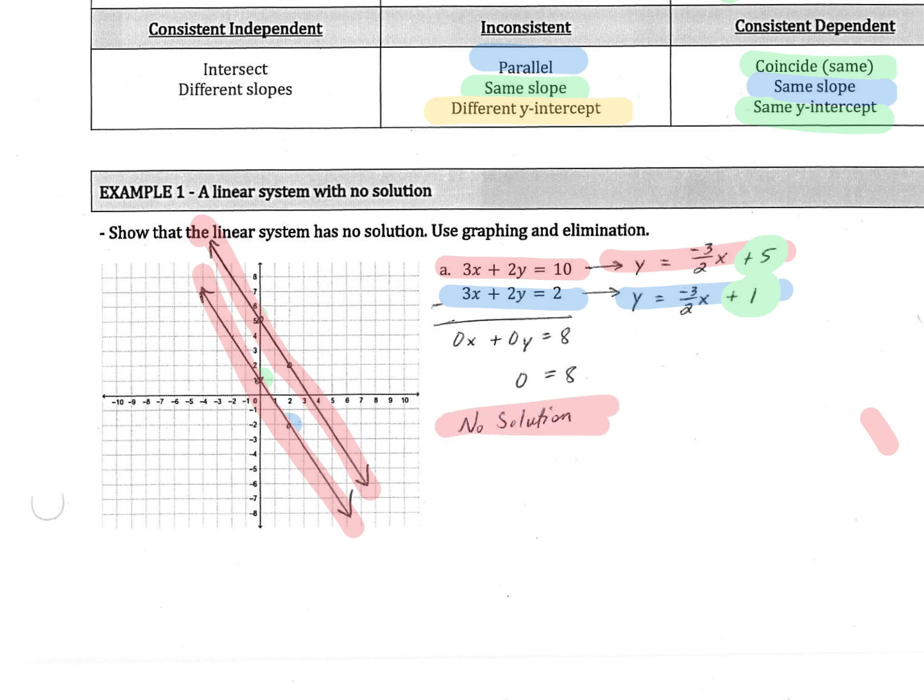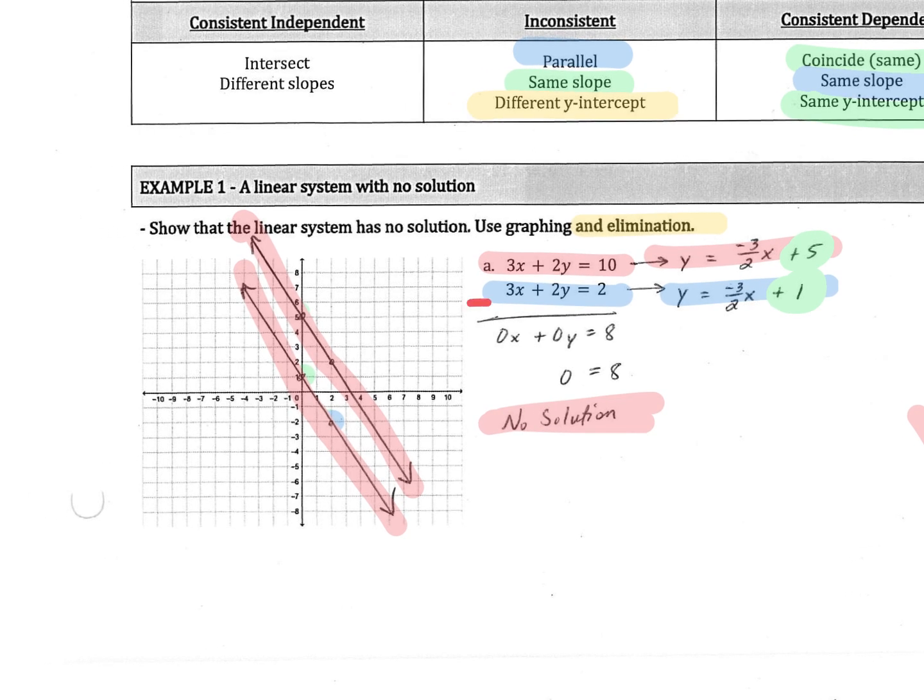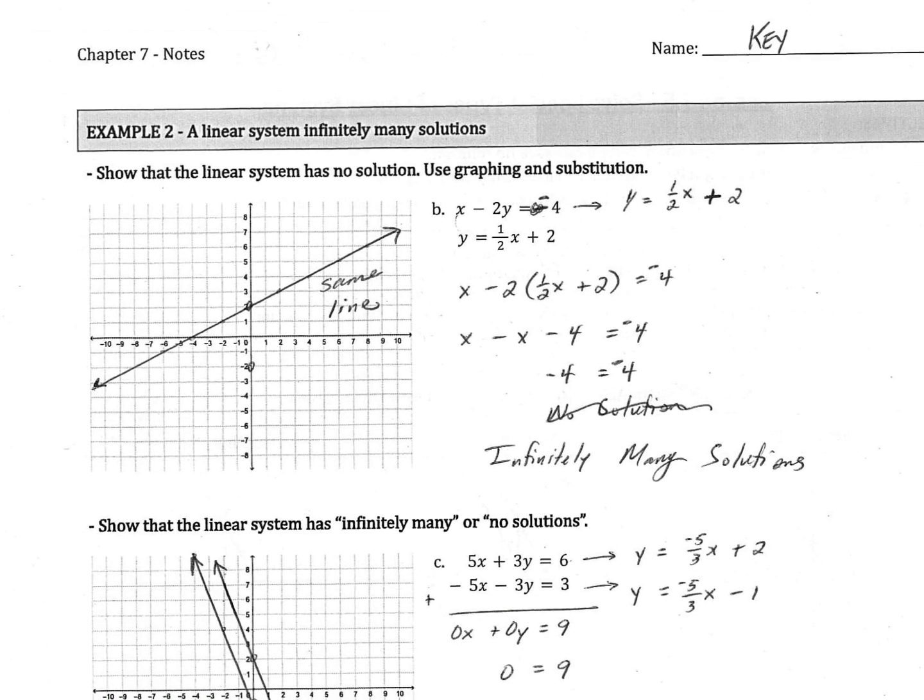The other thing we could do is we could use elimination. When we use elimination, we would subtract both equations and get 0x, 0y, and 8. 0x plus 0y is just 0. 0 equals 8. That is a false statement. If that is false, we say no solution. So those are 2 ways to show no solution. Let's go to the example on the next page.